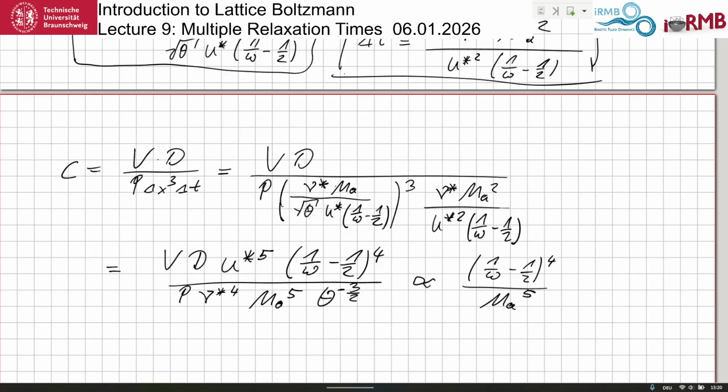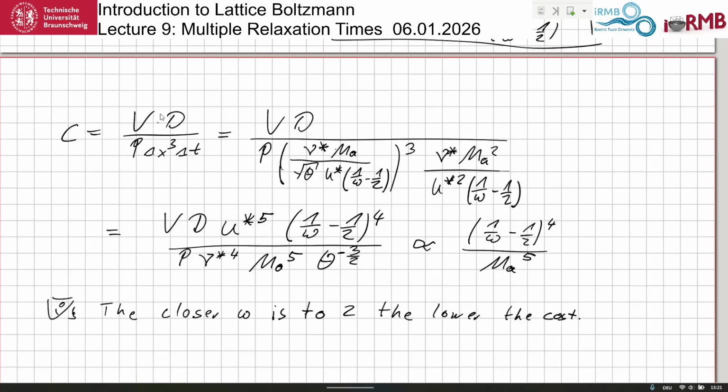Yeah, so apparently this 1 over omega minus 1/2. So if we put omega to 2, cost is 0, right? I mean, it's always like this. If cost is 0, then also what you get is 0. So the closer omega is to 2, the lower the cost.